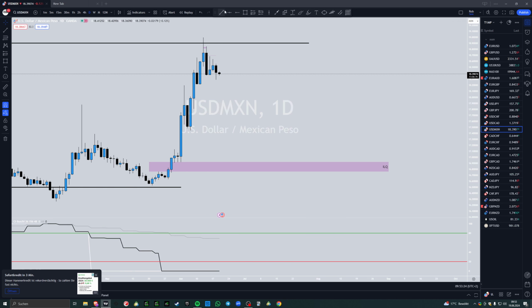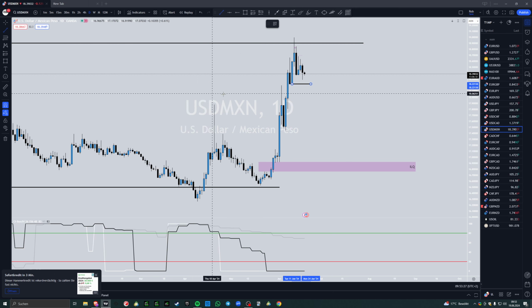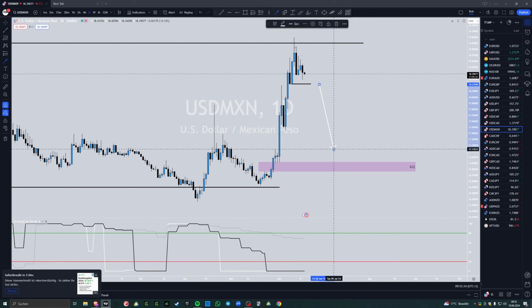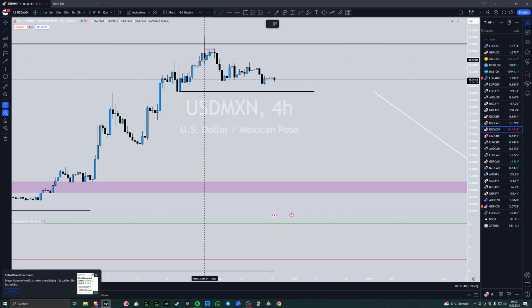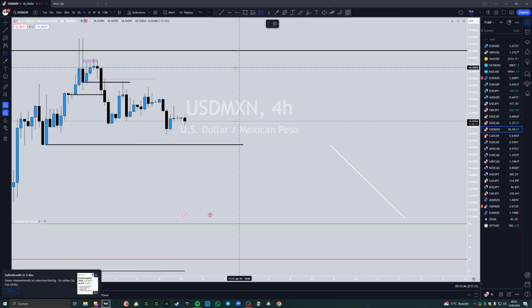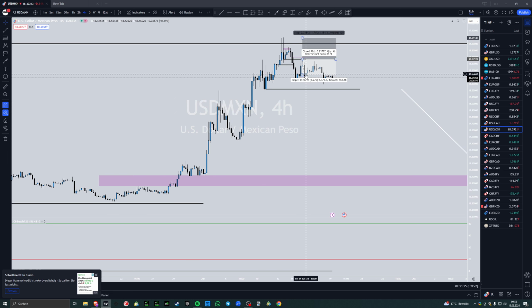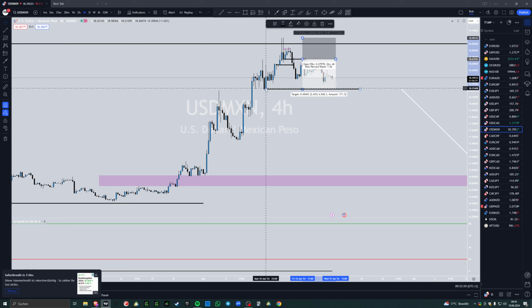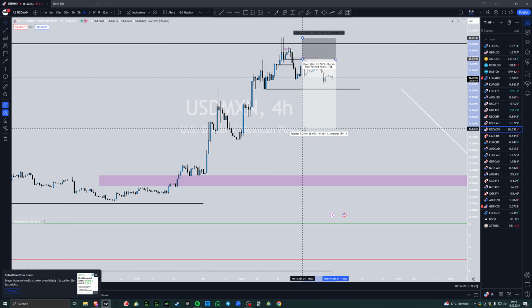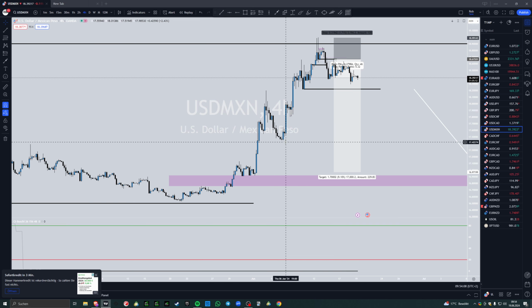So everything looks perfect. We should get below here on the daily and then basically drop into this and this. Yeah, on the 4-hour time frame, right at the mitigation, you have this. So this is the first target, obviously, and then basically here, and that's a 1 to 5. So that's perfect.